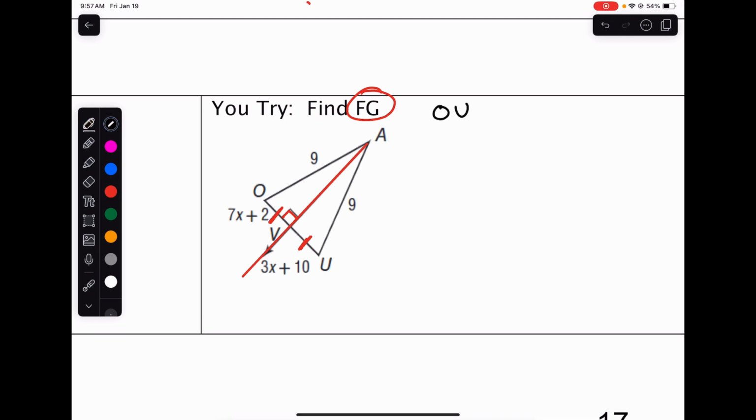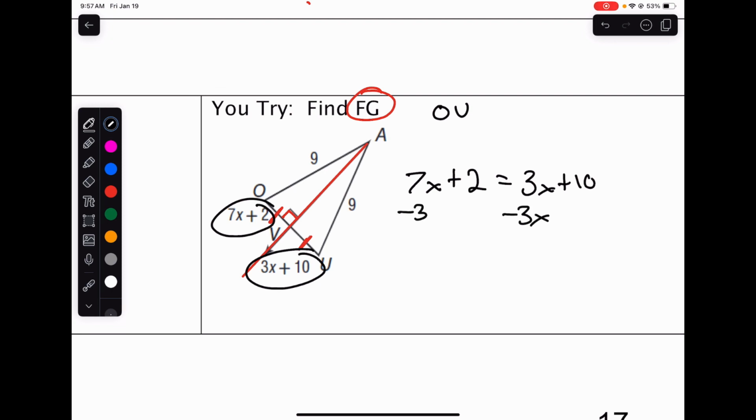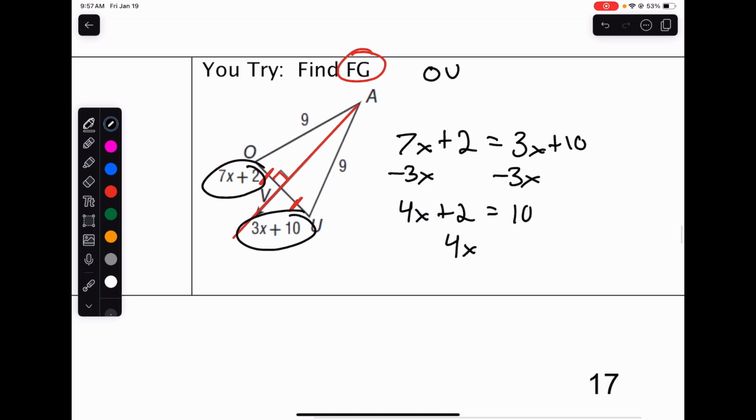All right. With this in mind, because we know this is a bisector, we can set these guys equal to each other. So we're going to say 7x plus 2 is equal to 3x plus 10. We can go and solve: minus 3x, minus 3x. We get 4x plus 2 equals 10. 4x equals 8. We get that x is equal to 2.